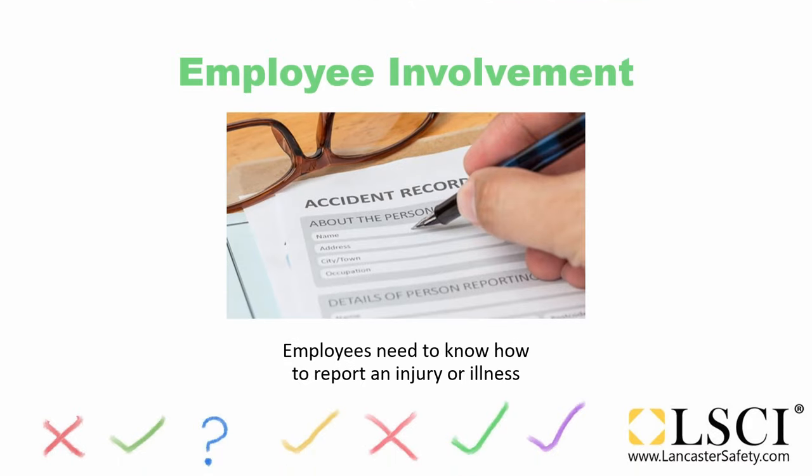So, should employees be involved in the record-keeping process? Well, Emily, the rule requires each employer to set up a way for employees to report injuries and illnesses, and they must be properly informed on how to do so. This is a very basic step to make sure employees report cases so that they can get on their records.